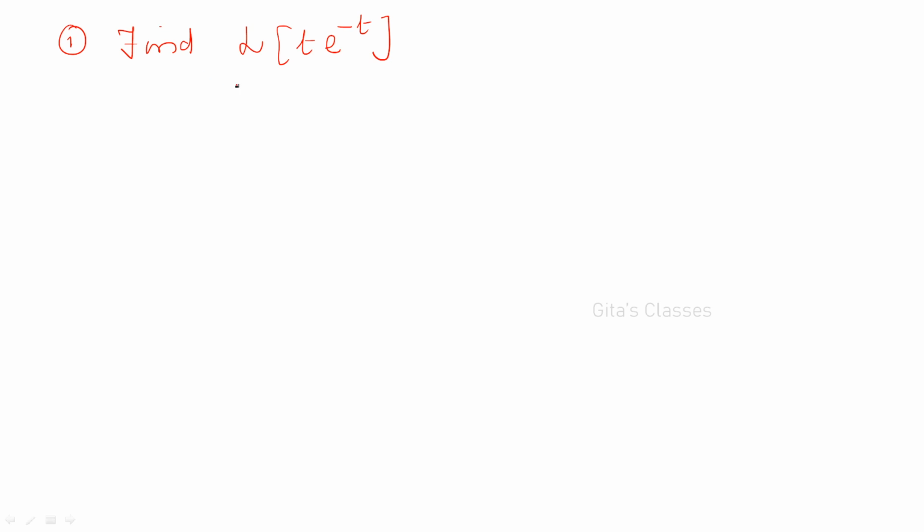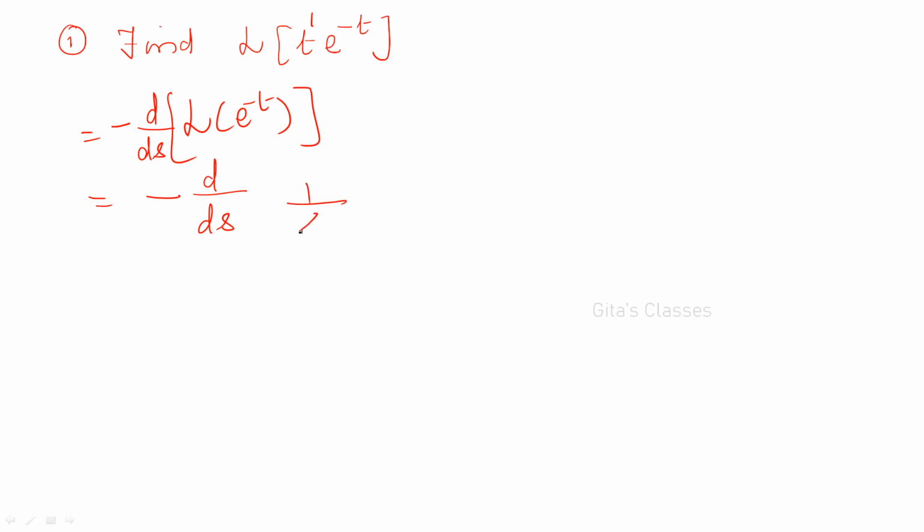Find L of t into e power minus t. That is, L of e power minus t without t, you have to find out. Then differentiate this with respect to s, and attach minus 1. Why is it minus? Here it is t power 1, so minus 1 power 1, that is minus d by ds of L of e power minus t. What is L of e power minus t? 1 by s plus 1. So this 1 by s plus 1 I have to differentiate with respect to s. So minus of minus 1 by s plus 1 the whole square, that is 1 by s plus 1 the whole square.